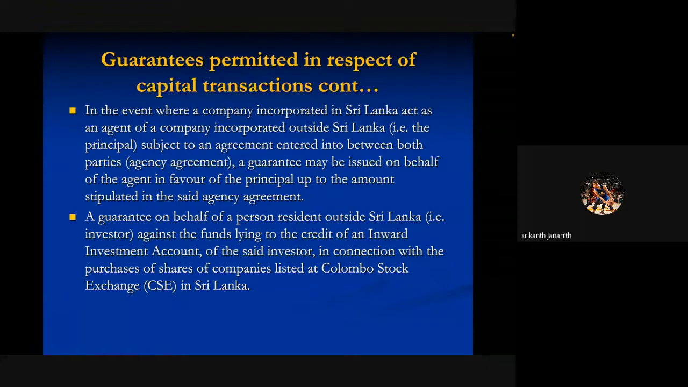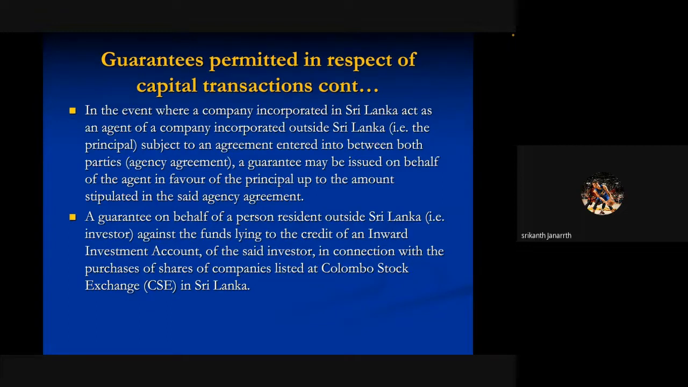So when the principal wants a bank guarantee from the agent, why do they want it? Because they are sending some goods to the agent. The agent has to sell them and send the money back to the principal. In the event the agent defaults, the principal doesn't have anything, because he has to claim it under the agency agreement, which is going to be cumbersome. Therefore, they want a bank guarantee. So the banks are permitted to issue a guarantee when they have a valid agency agreement.